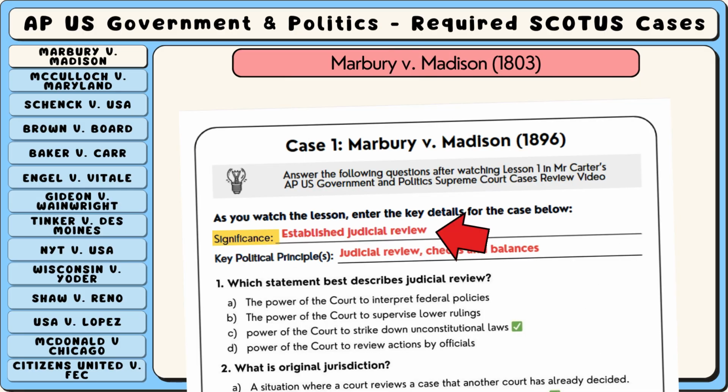Now's the time to fill in the significance point on the top line of this case's worksheet. I wrote Establish Judicial Review. This will help you quickly review the cases later during review sessions.